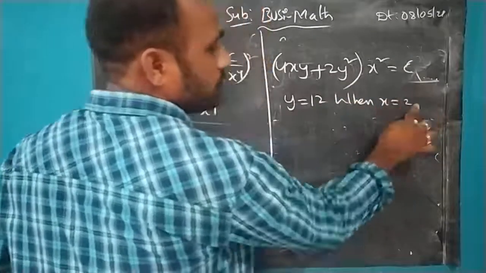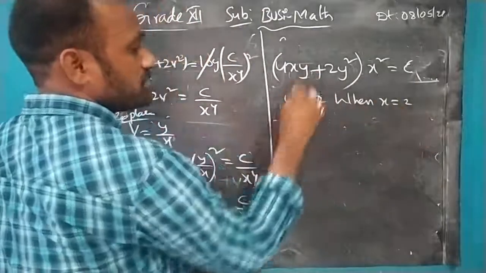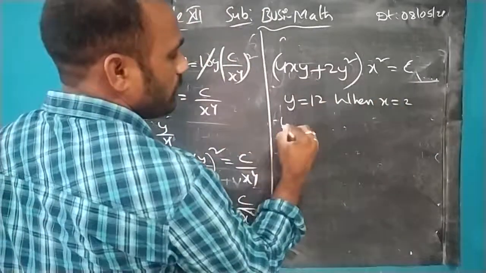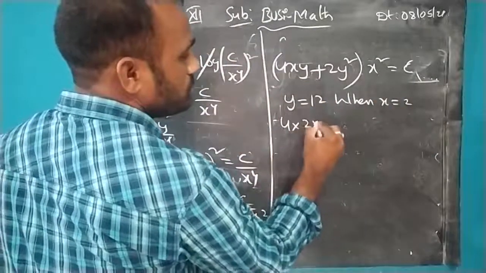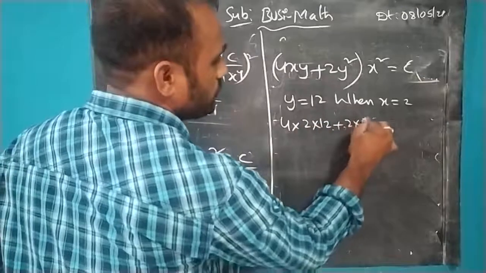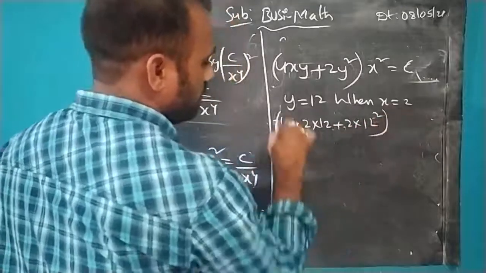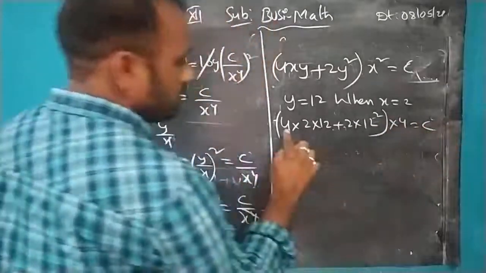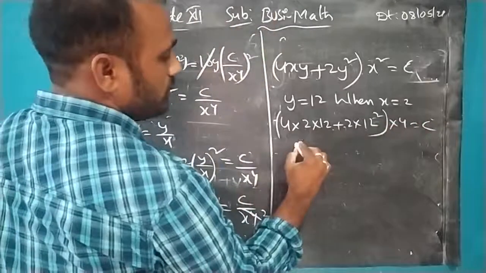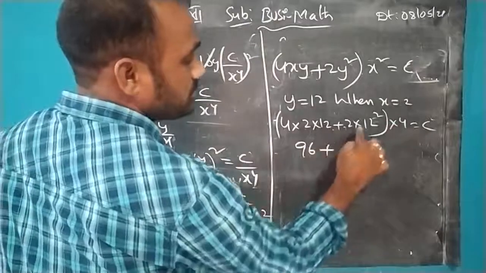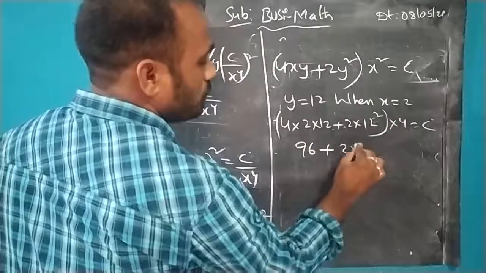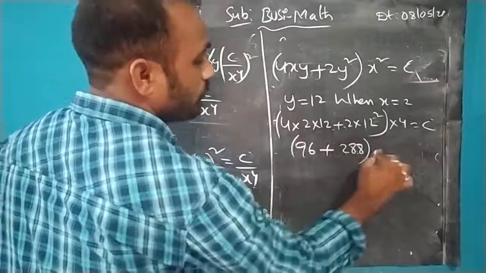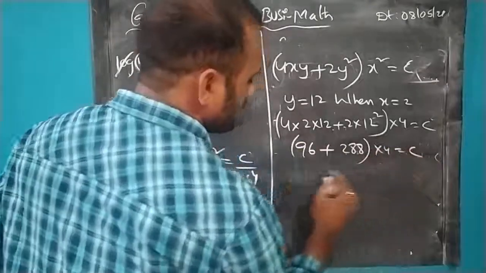So since it is a pair of shoes, I am considering xy as 2. If I substitute in this, we are going to get 4 into 2 into 12 plus 2 into 12 square into x square, which is 4, is equals to c. So 8 12s are 96 plus 144, 288 into 4 is equals to c.